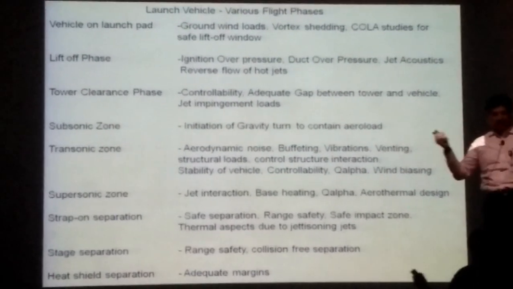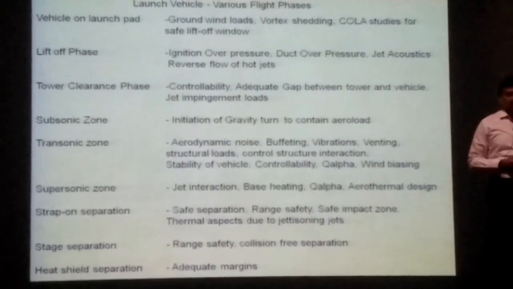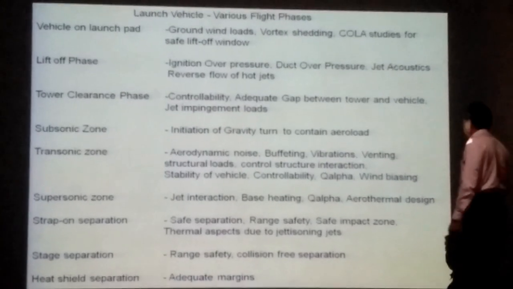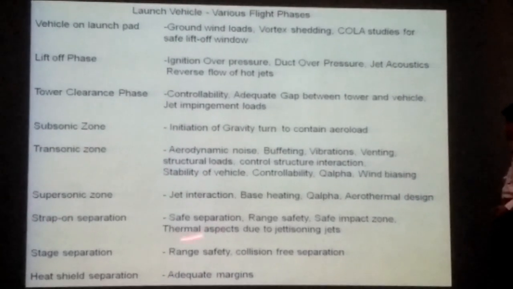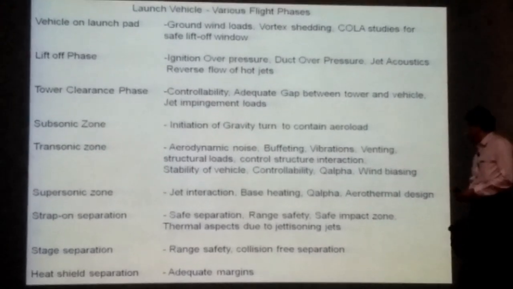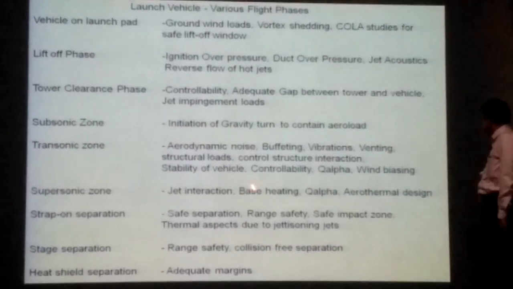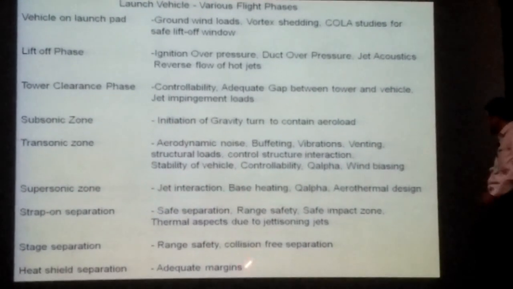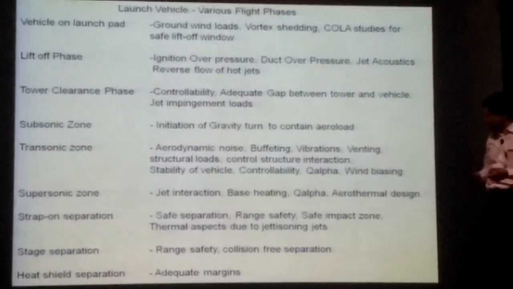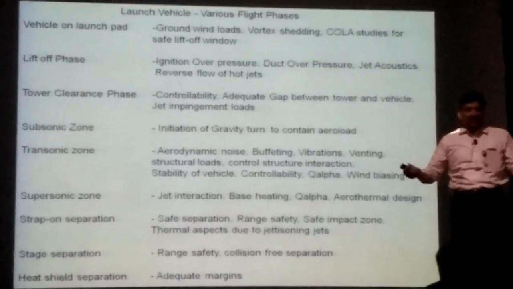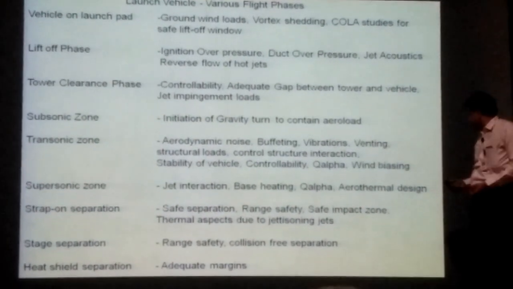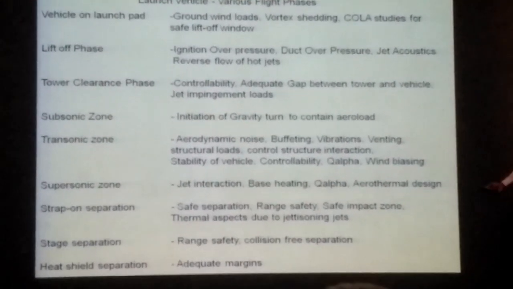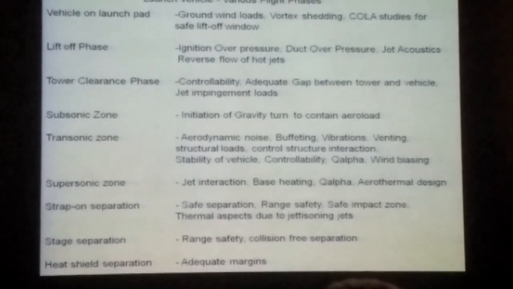And then the stages separate, as the previous speaker was telling that we should try to reduce the masses to have higher payloads. So you have controlled separation. Whenever a stage has done its job, it has to separate. And then it has to go and impact the stage impact zone. And all these aspects are there. And when a stage is separated, we have to see whether it is falling in safe waters. It should not fall in some other place where it is populated. And then we should also ensure the collision-free separation. And then, of course, in the heat shield separation, we should have adequate margins.